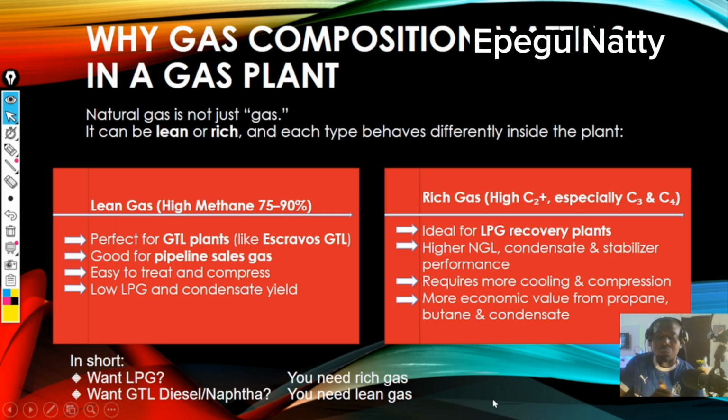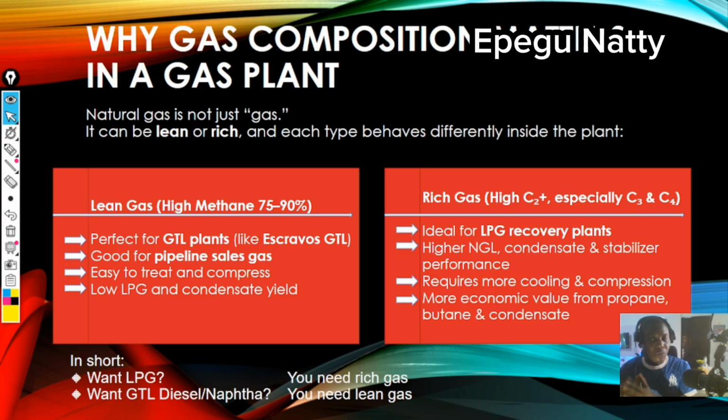All right, the next one is our rich gas. When you say rich gas, it means it has a lot of C2+, a lot of ethane, a lot of propane, a lot of butane, and if you're talking about pentane, it means you're talking about having condensate. This kind of gas is ideal if the purpose of your plant is to get LPG. If you have off-takers that need a lot of LPG, then what you need is a rich gas.